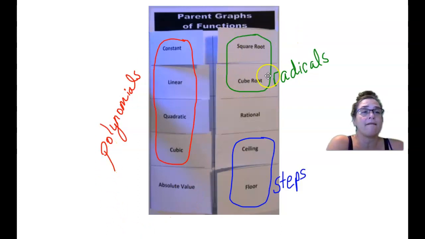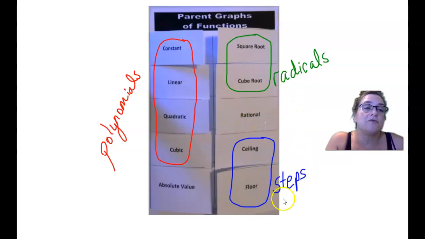Okay, then we have the square root and the cube root. These are the radical functions. The rational function, that happens if you notice the word ratio here in rational. That's whenever you have an equation that's a fraction that has an x or a variable in the denominator of that fraction. That's called a rational function.